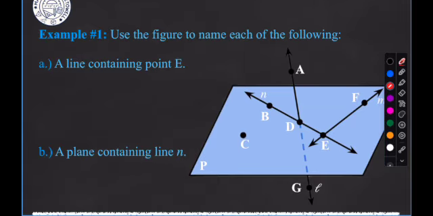So we are to use the figure to name each of the following. A line containing point E. There's actually a lot of lines that contain point E. We have, this is a line here, isn't it? And E is on that line. So we could say this is, let's use our symbols instead. Let's put the arrows on top.